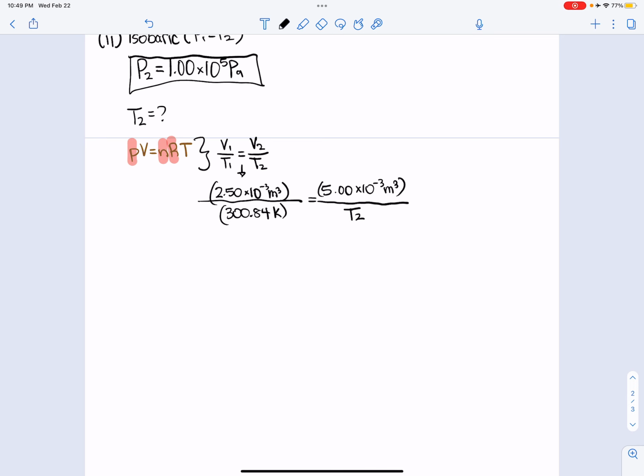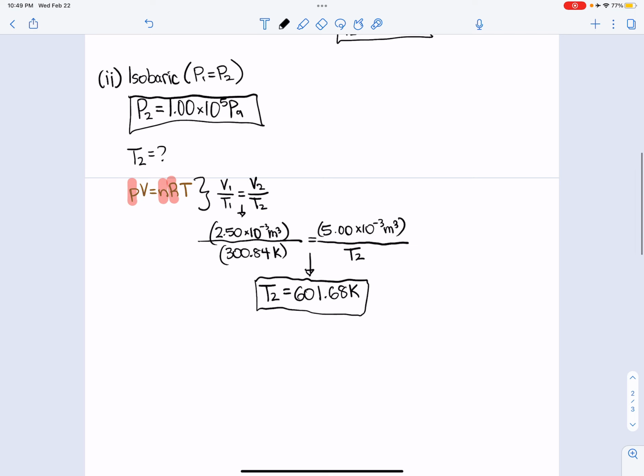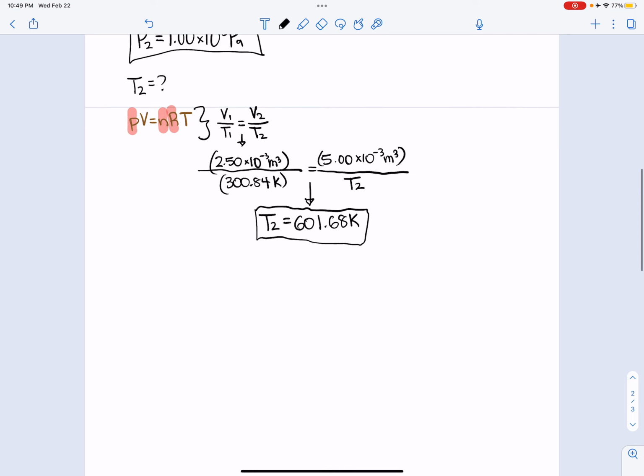All right, so we have all our values except for T2, so we can solve for T2, right? Cancel out the units, we would get T2 is equal to 601.68 Kelvin. Okay. And we knew our final pressure just because it's isobaric and pressure is constant.